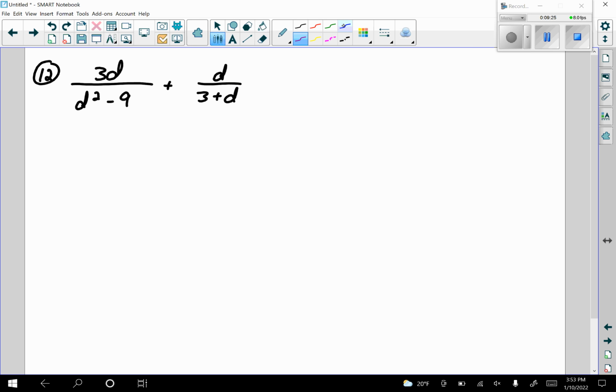Then the last example, number 12. First, start by factoring the d squared minus 9. That factors into d minus 3, d plus 3. That is our LCD, because d plus 3 is the same as 3 plus d. We're just switching them around. So as I go to write this, my LCD is just going to be d minus 3 times d plus 3.